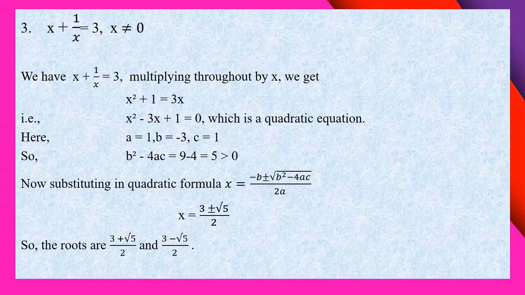Its value is greater than 0. Therefore, we can get the roots of the quadratic equation using the quadratic formula. x equals minus b plus or minus root of b square minus 4ac divided by 2a. So minus b is minus of minus 3, which is plus 3, plus or minus root of b square minus 4ac, which is root 5, whole thing divided by 2a, that is 2 into 1, 2. So the roots are 3 plus root 5 by 2 and 3 minus root 5 by 2.